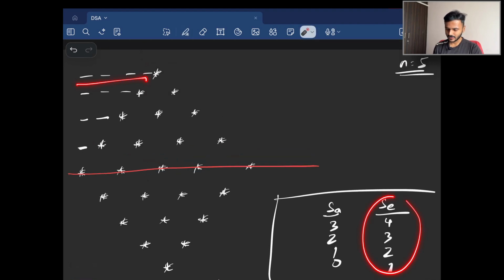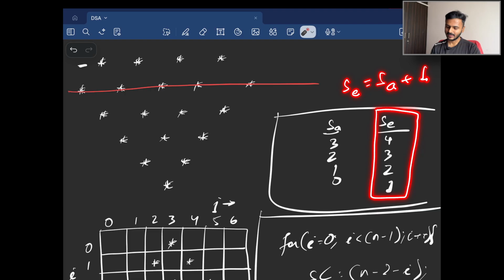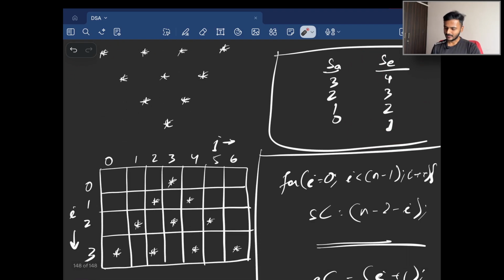See, in the first row, 4 spaces, second row 3 spaces, third row 2 spaces, last row 1 space. So now if you find a relation between this, that is SE and SA, it is pretty simple. SE is just SA plus 1, which means whatever space we actually left, if we increase that by 1, we would be able to get the number of spaces we should have left, right? And the number of spaces we actually left is this. All we have to do is add 1 to it to get this, right?